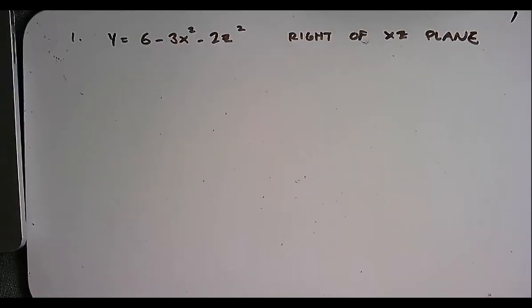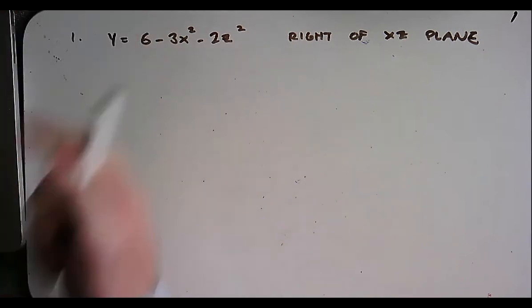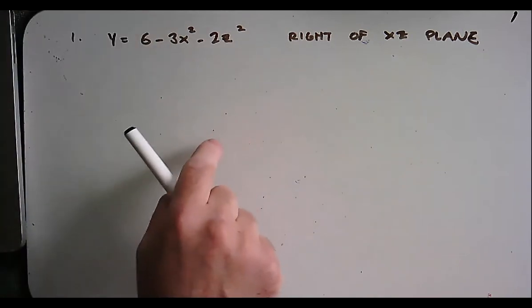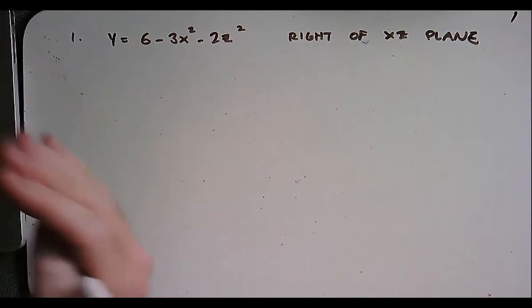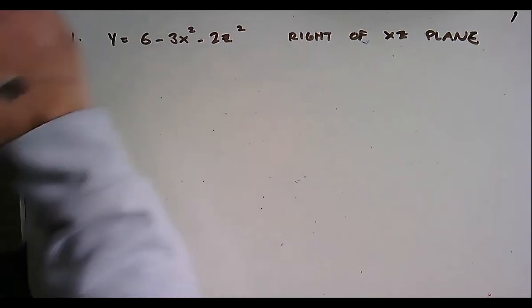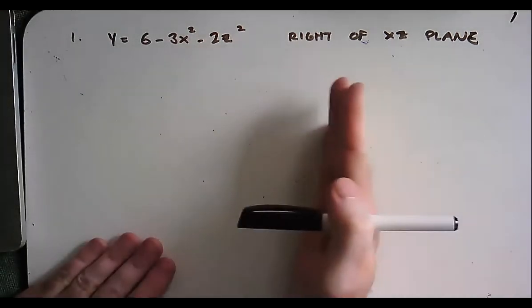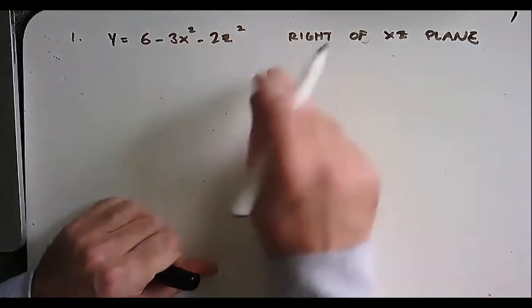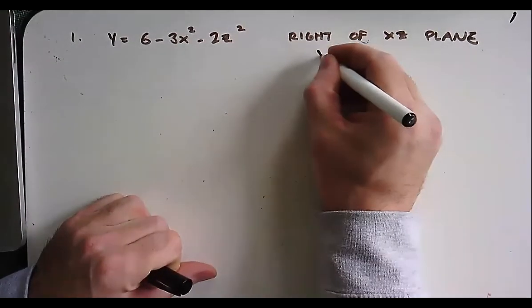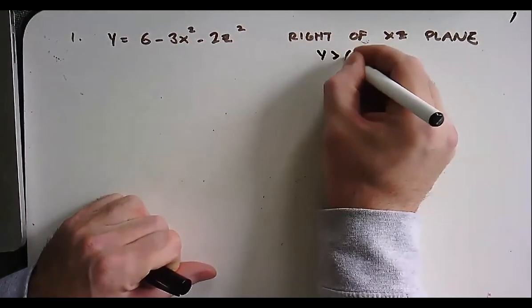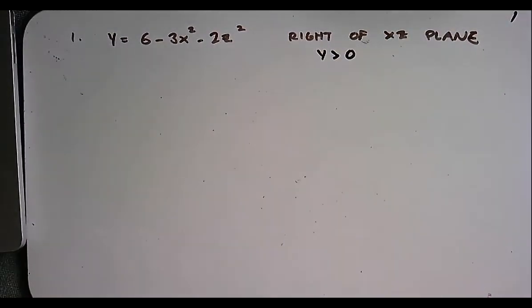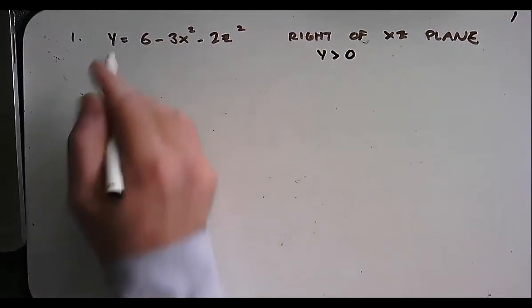Okay, so the language in this problem maybe could be a little bit better when we say the right of the xz plane. We can imagine that the x-axis is pointing out towards us, the y-axis to the right, and the z-axis going up. So the xz plane would be coming sort of straight out of the board towards us, and to the right would be positive y values. So to the right of the xz plane, that really just means y is strictly greater than 0. Okay, so here's our surface.